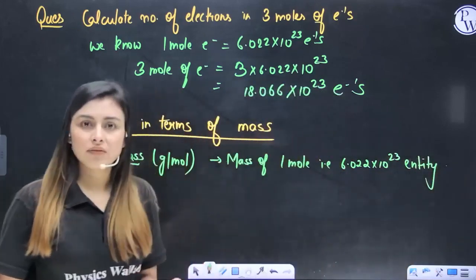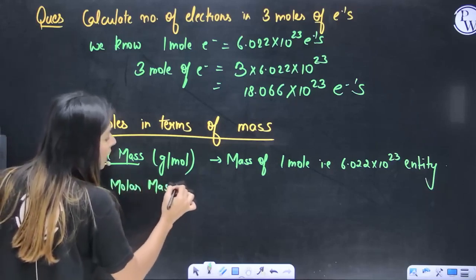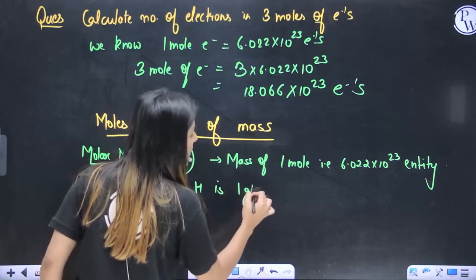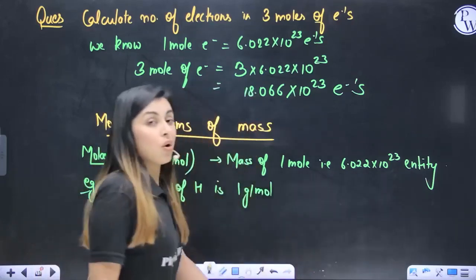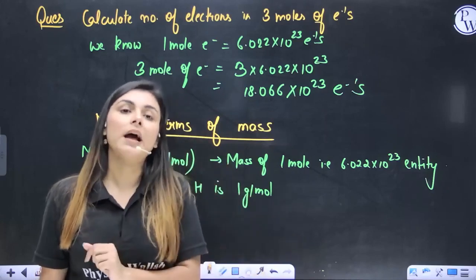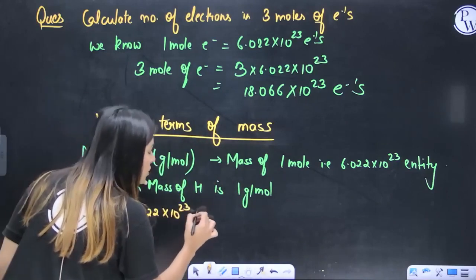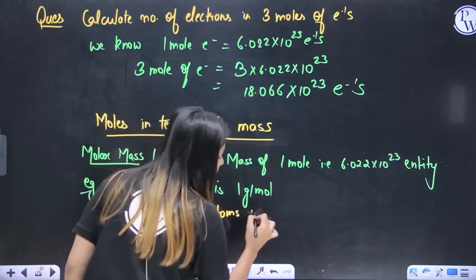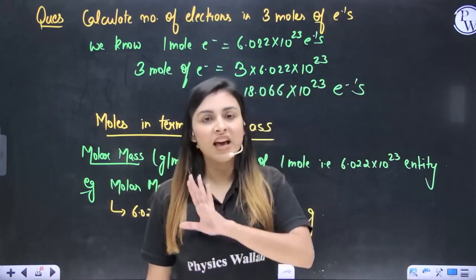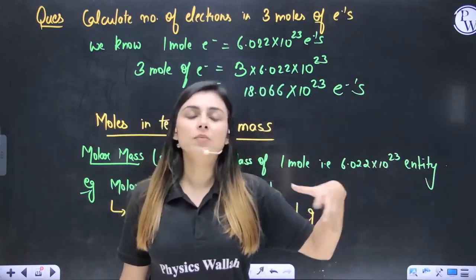So if you are given the example that the molar mass of hydrogen is 1 gram per mole, what do you infer from this? 6.022 into 10 raised to the power 23 atoms of hydrogen weigh 1 gram. So this means that molar mass is not the same for all the atoms. Actually, molar mass for every element is different.